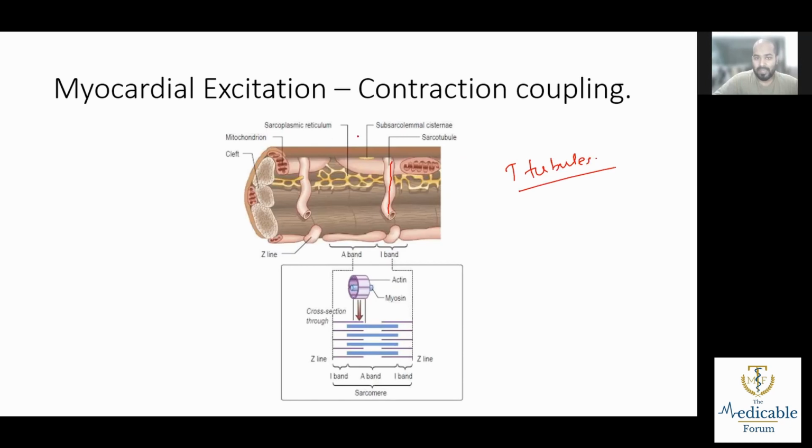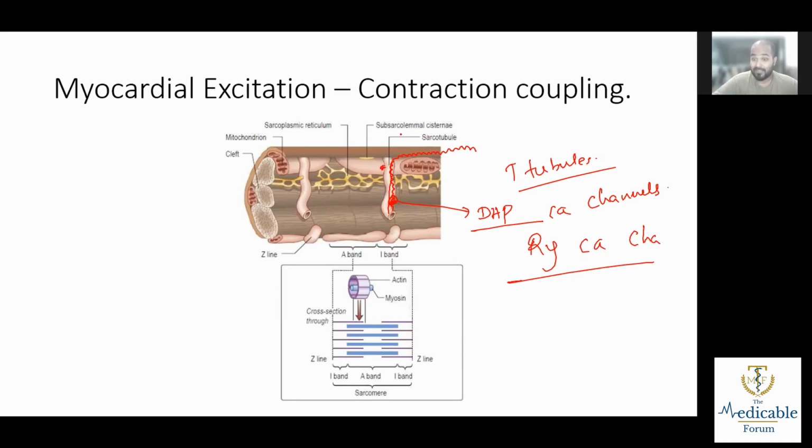Now the action potentials come along the membrane and go along the T tubules. And these T tubules have dihydropyridine calcium channels. Together with this, there are sarcolemmal cisternae here. In this cisternae, there are ryanodine calcium channels.